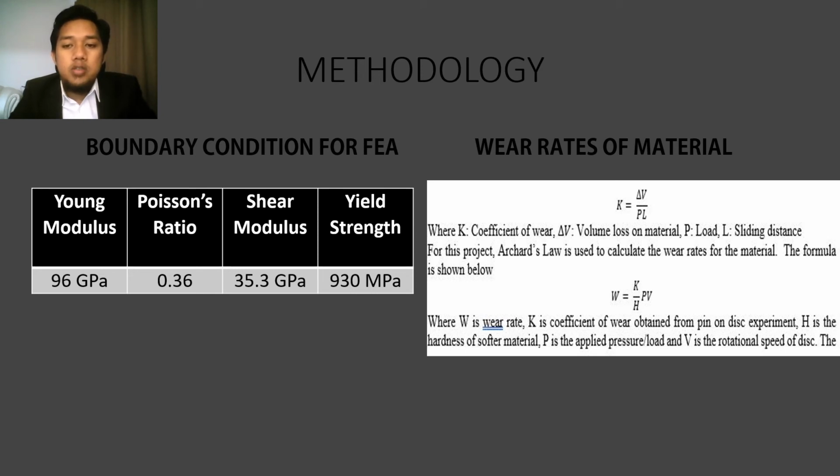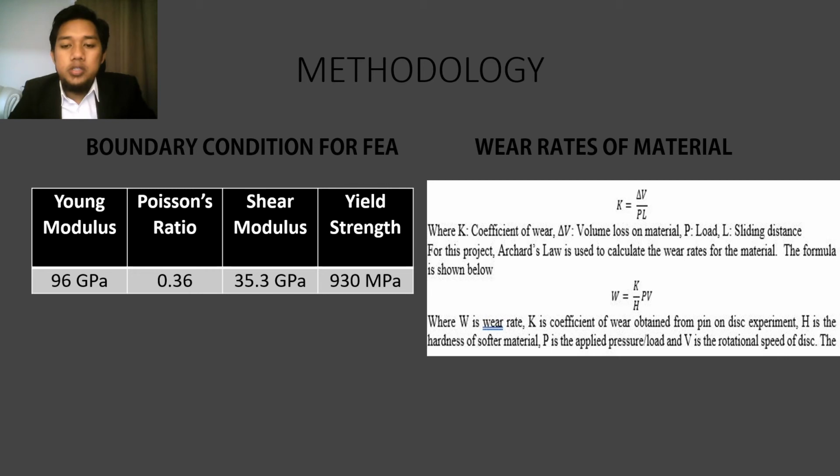The wear rates of material. The formula used is K equal to delta V over PL. K is the coefficient of wear, delta V is volume loss on material, P is load, and L is sliding distance. For this project, Archard's law is used to calculate the wear rates for the material.